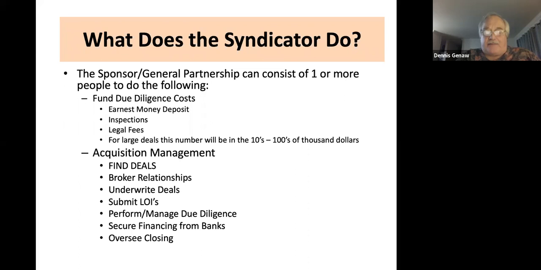earnest money deposit. Then the partnership has to pay for inspections and go to the property and do the proper due diligence and the walkthrough of the property, pay for other people to do inspections of different aspects of the property. They've got legal fees involved with the SEC and/or contract attorneys. And for larger deals, we're talking 100, 200, 300 unit deals, this number could be in the hundreds of thousands of dollars just to get through this point here.